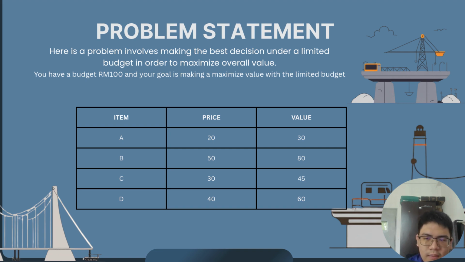Here is a table of the items with their prices and values. Item A has a price of 20 and a value of 30. Item B has a price of 50 and a value of 80. Item C has a price of 30 and a value of 45. Item D has a price of 40 and a value of 60.